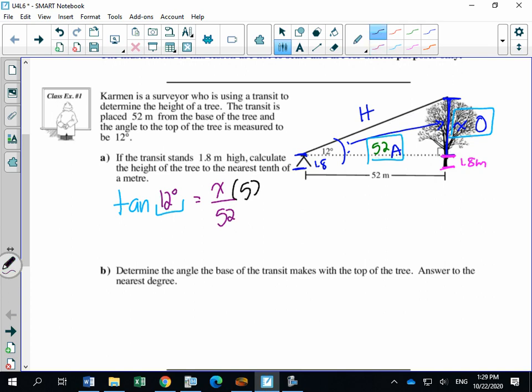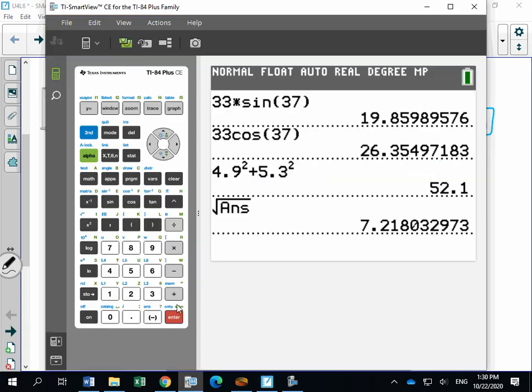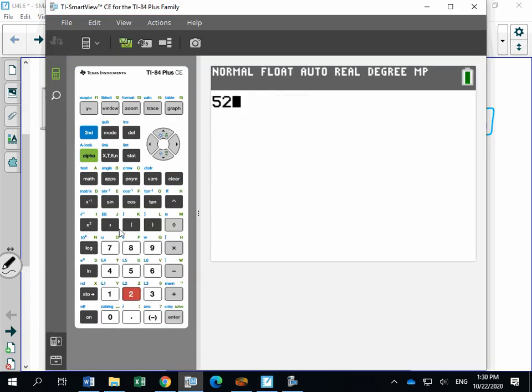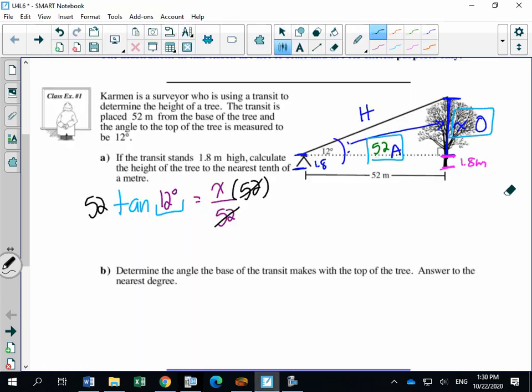Multiply this side by 52. Multiply this side by 52. Keep your numbers stored on your calculator. So x, which is only a portion of the tree, is 52 times tan of 12. So that would be like 11.05, and I'm just going to do dot, dot, dot to show that we never round until the very end. This will be huge in measurement when we do start that next week.